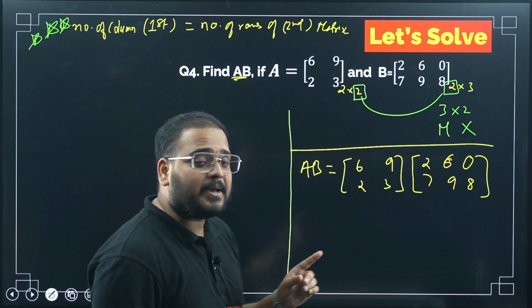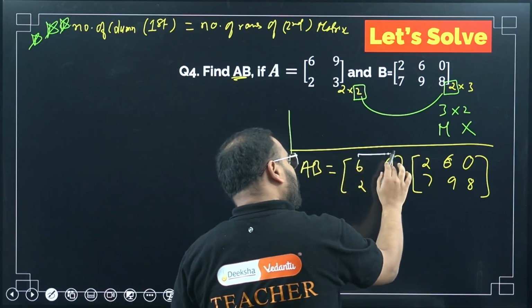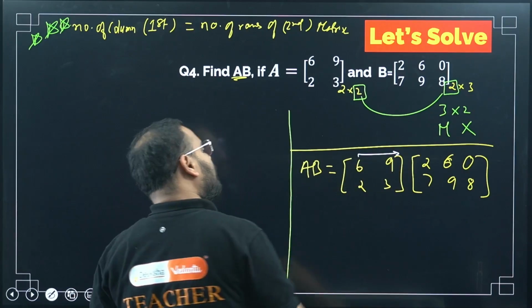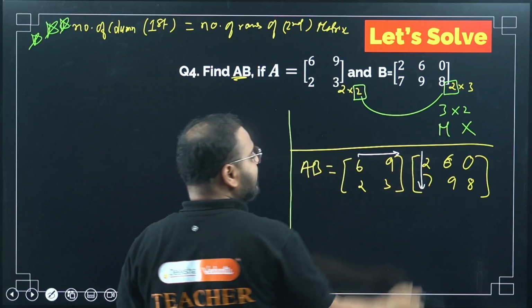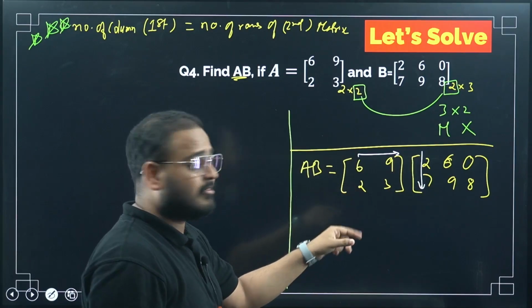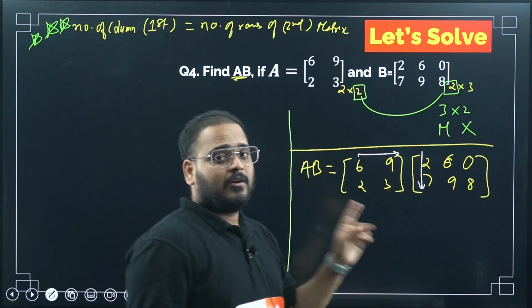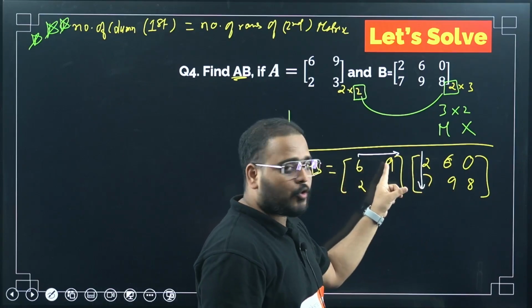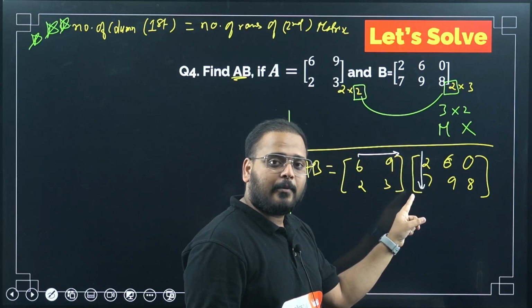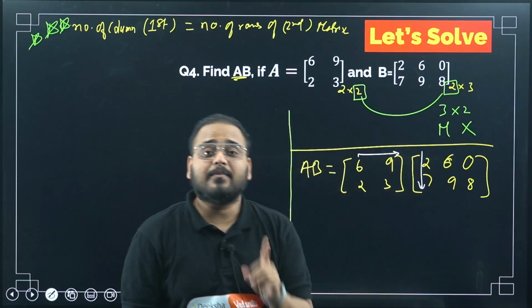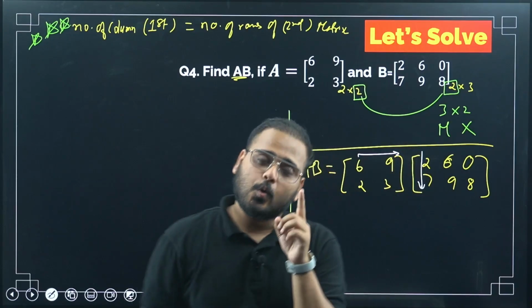What is the rule of multiplication? You take the row from the first matrix and multiply it to the column of the second matrix with respective elements. Respective means I'll multiply 6 with 2 and 9 with 7 and add it. Understand it, please. First row, first column. This will give me only one element.